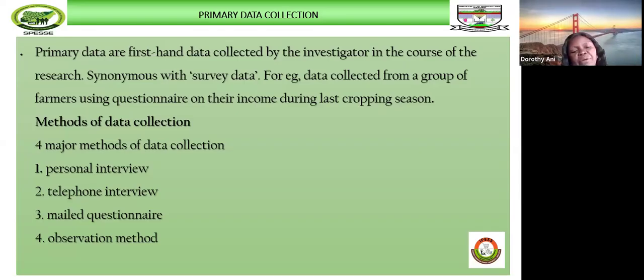Or it can be mailed. I can package the questionnaire and send to somebody in Jos. That was how one of my colleagues did during his PhD. One of his study areas is in Jos, so he just packaged it and sent to somebody that he knows in Jos. The person now helped him to collect data, so it can be mailed.